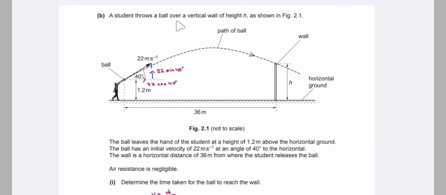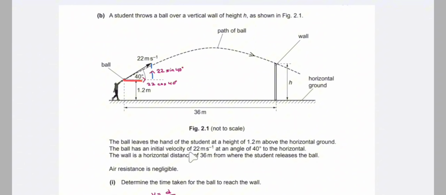Then a student throws a ball over a vertical wall of height h meter. So the height of the wall is h, as shown in figure 2.1. The ball leaves the hand of the student at a height of 1.2 meter above the horizontal ground.